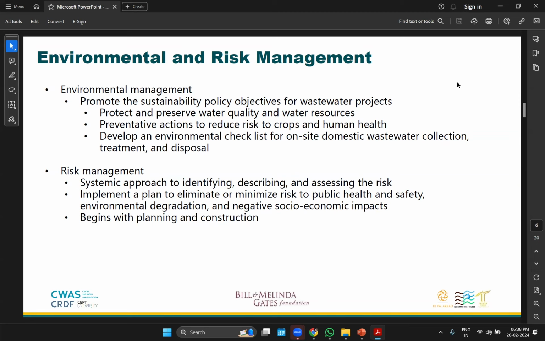Risk management within the scope of the guidelines includes a systemic approach to identifying and describing and assessing the risk of the use of the system, implementing a plan to eliminate or minimize the risks to public health and safety, and identifying potential types of problems. For example, causes of risks and types of risks. This planning process begins with planning and construction. Next slide, please.